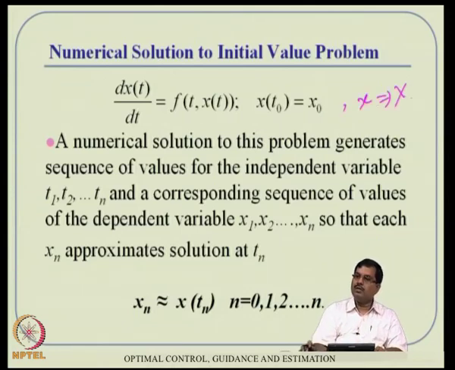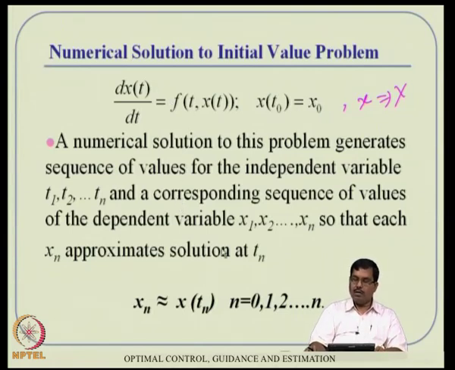That means it is actually x1, x2, x3. All these components are there for you. So, this is not necessarily a scalar equation. This is a vector equation. All these n equations are there, x1 dot, x2 dot up to xn dot, with all initial conditions available.